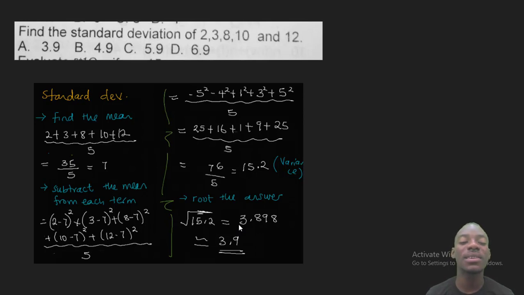So what I'm saying is that for you to find standard deviation, you must first find the mean, minus the mean, and square it to find the variance. Then when you get the variance, square root it to find the standard deviation. So if the question has said find variance, you will have stopped here. 15.2 is your variance. You will not have done the square root. So the difference between standard deviation and variance is just that in standard deviation you must do the square root. In variance you must stop just here, and that is just it.